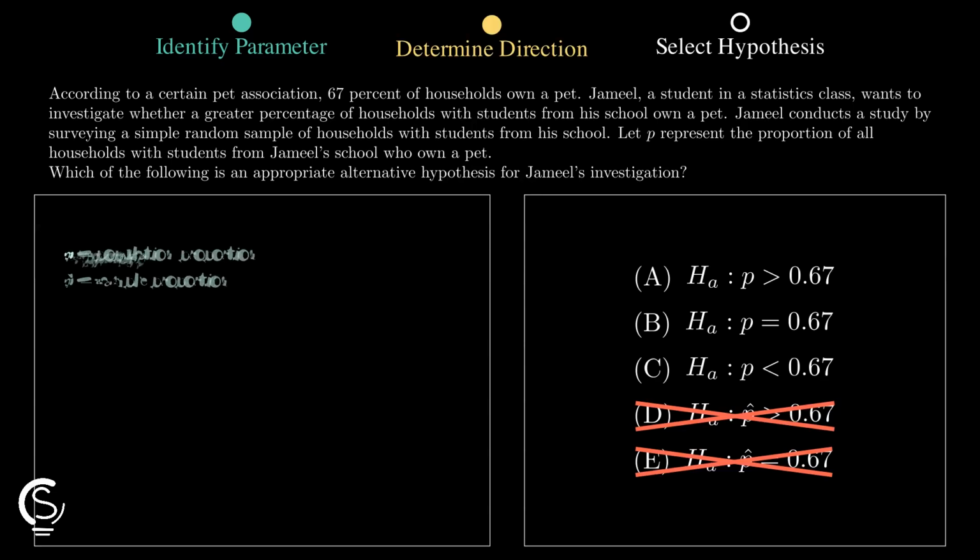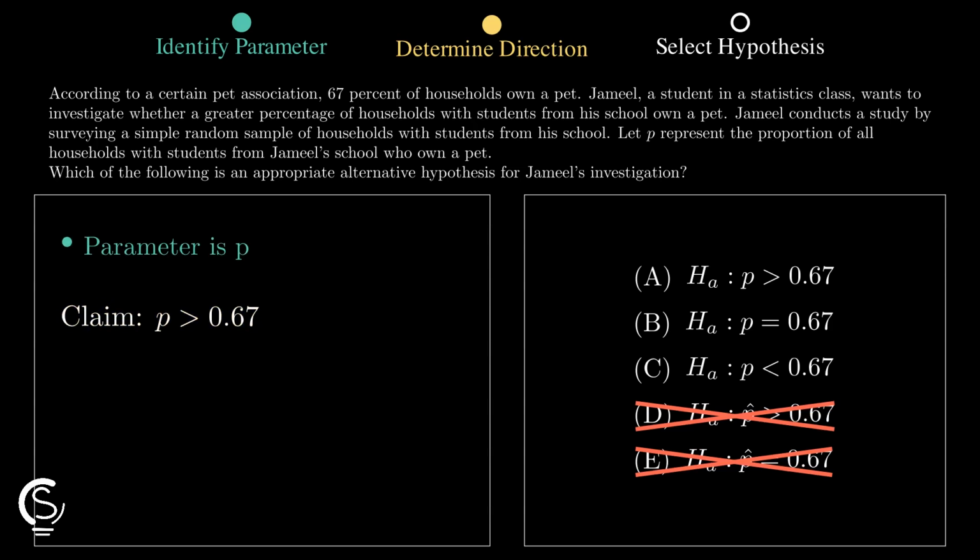Jamil wants to know if the proportion is greater than 0.67. This indicates a right tail test. We look for the inequality symbol that represents greater than for our final answer.